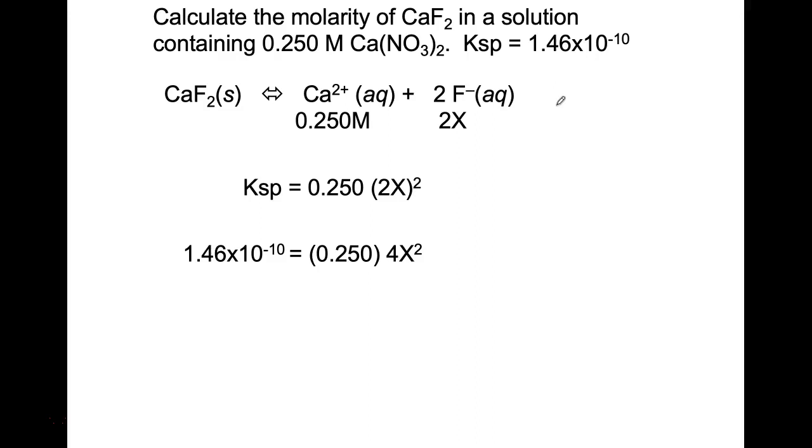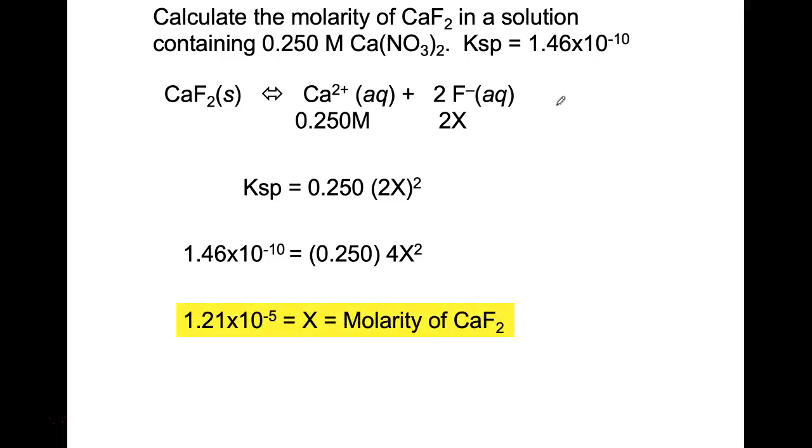So in order to solve for x, we have to multiply 0.250 times 4, which is just going to give us 1, so we can drop that off. And then we can take the square root. So if I take the square root of this value here, that will equal x, and that's the molarity of the calcium fluoride.